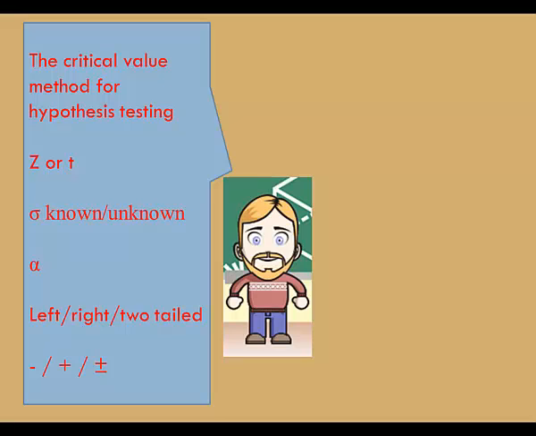We also need to consider whether the test is left-tailed, right-tailed, or two-tailed. In the case of a left-tailed z or t-test, the critical value will be negative. In the case of a right-tailed z-test or t-test, the critical value will be positive. In the case of a two-tailed z-test or t-test, we'll use plus or minus.